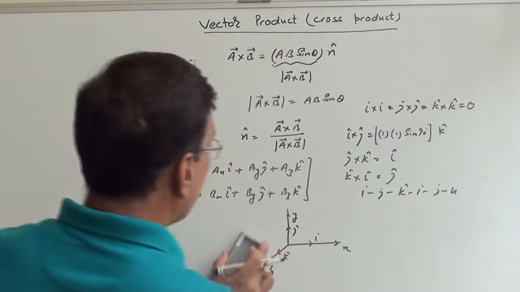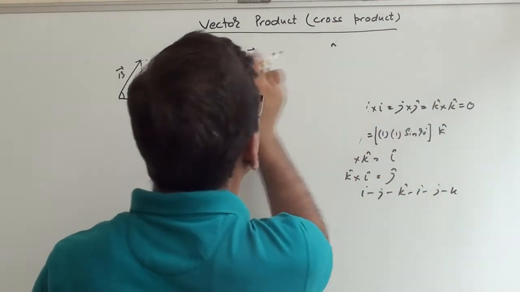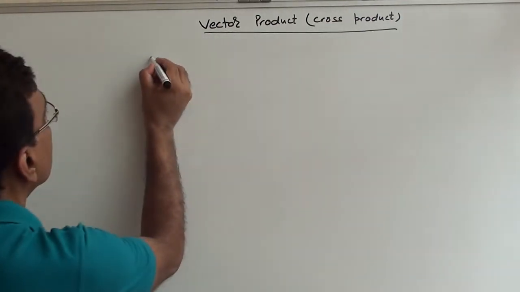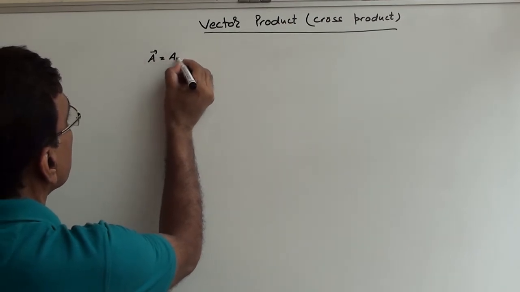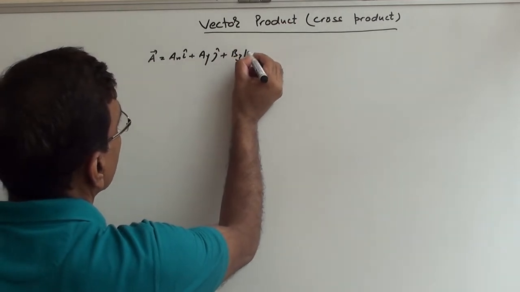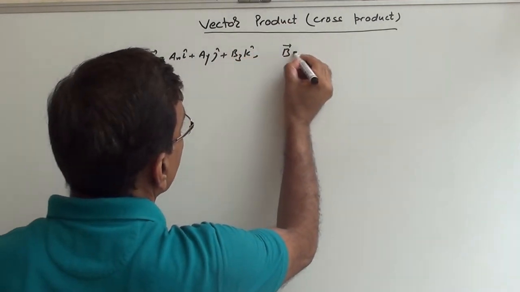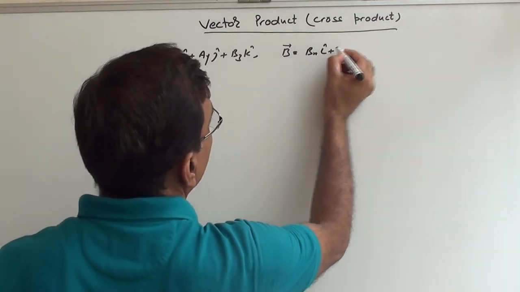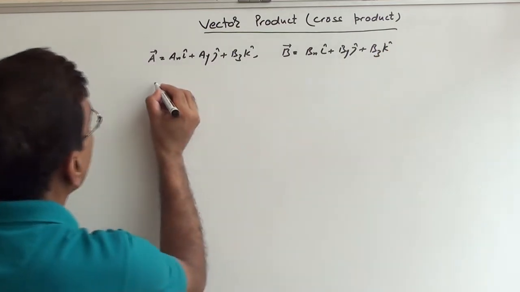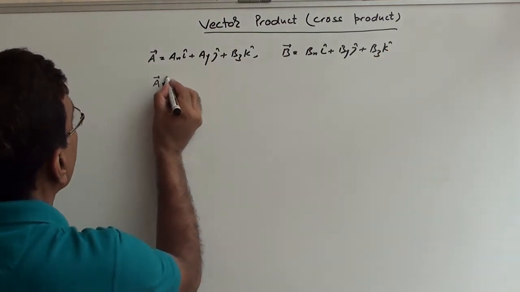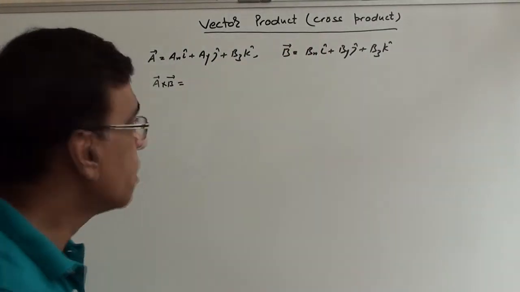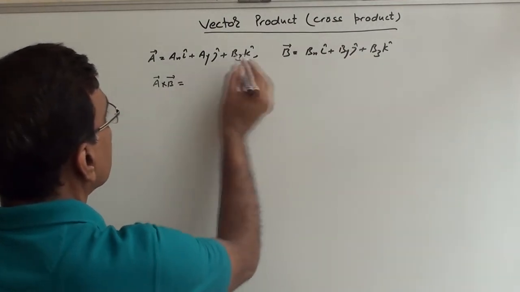Okay. Now once we have all these, A vector is AXI, AYJ and AZK. B is BXI, BYJ and BZK. A cross B. First I have to write the first vector, then cross second vector, and there will be many terms.